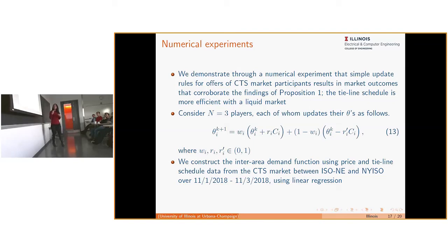So in order to see whether under these more realistic cases we can have findings that corroborate what we saw from the Nash equilibrium, we decided to adopt a very simple update mechanism on the strategic variable of the players, theta I, where essentially every player increases or decreases theta I proportional to her liquidity, depending on her payoff over a certain period of time. We also constructed an inter-area demand function by looking at CDS schedule data between ISO New England and New York ISO, and also price spreads in the actual CDS market between the two areas.